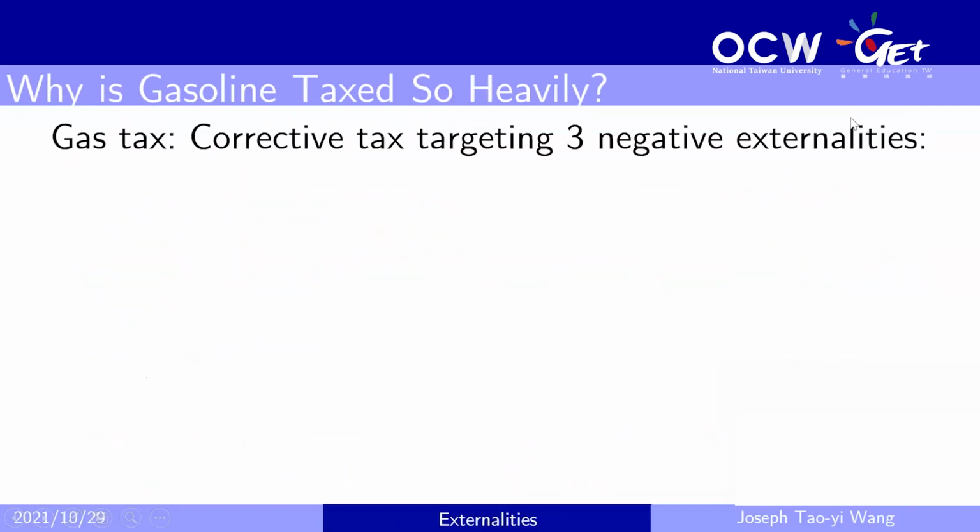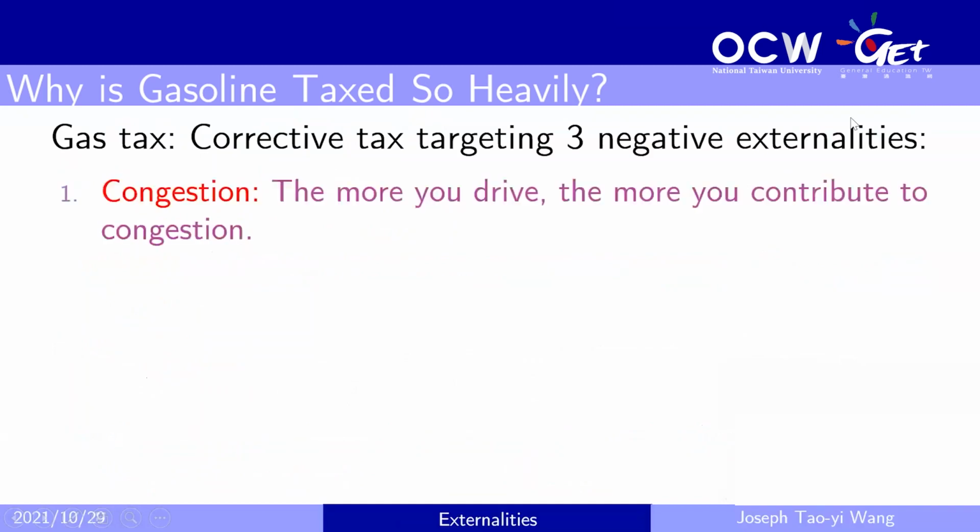Okay, so here's one good example for corrective tax. This is gasoline. There's the gas tax. So this is a corrective tax targeting 3 negative externalities. First, congestion, because the more you drive, the more you contribute to congestion. If you ever ride your motorcycle to school in Taipei City, you would see this. Morning 7 to 9 o'clock, evening 5 to 7, you see congestion, so that's obvious.